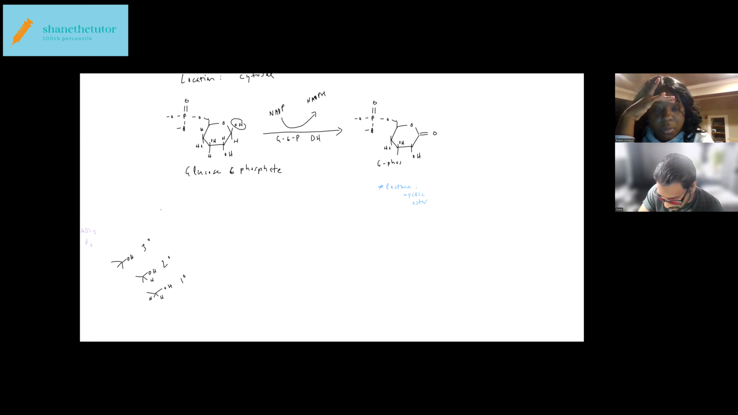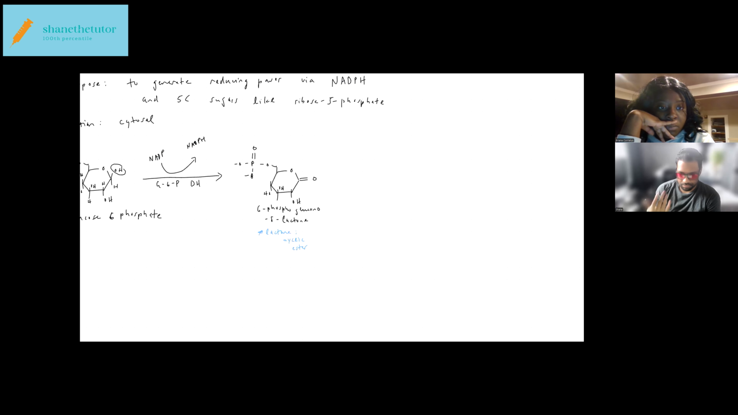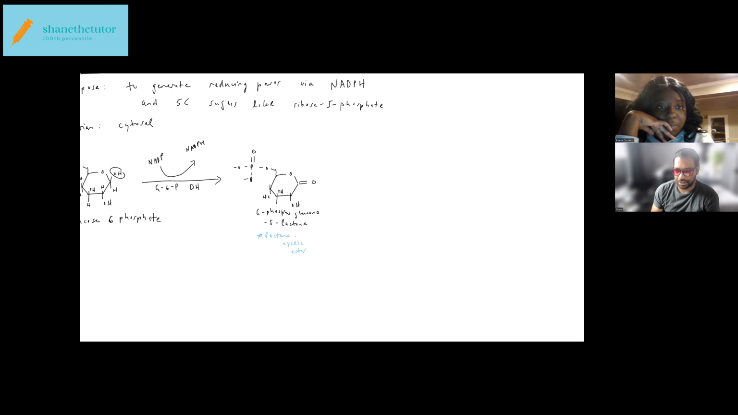So this is 6-phosphogluconolactone. And okay, so that's an oxidation there.